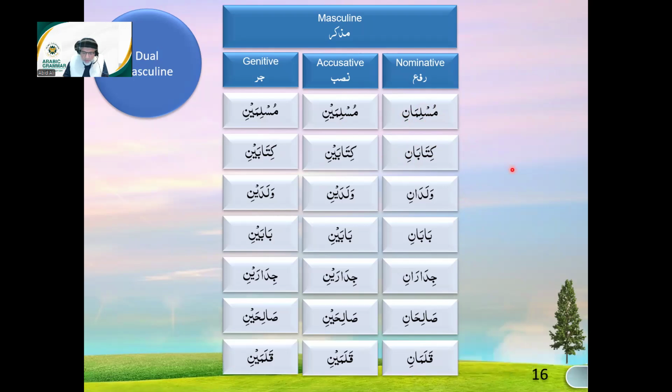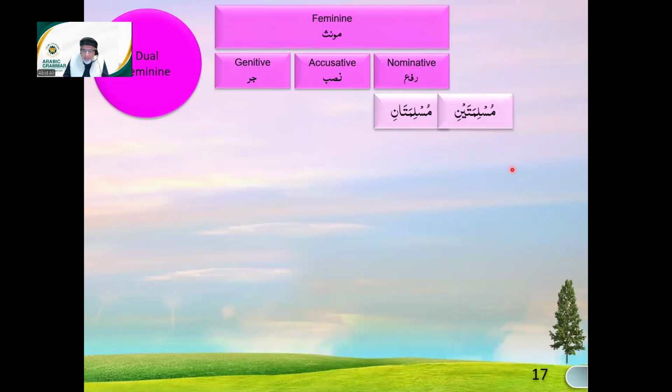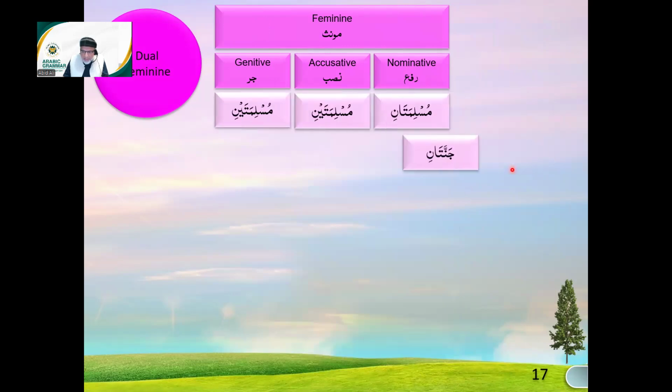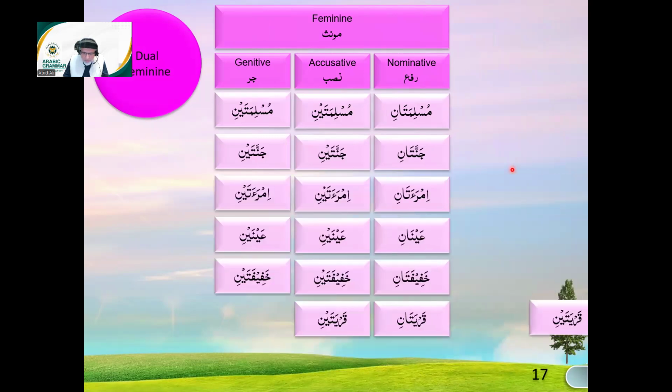So similarly, let's look at some other words. These are the feminine ones. Muslimatani, muslimataini. So you know this, jannatani, jannataini. So I'm just going to fast forward to the next one.